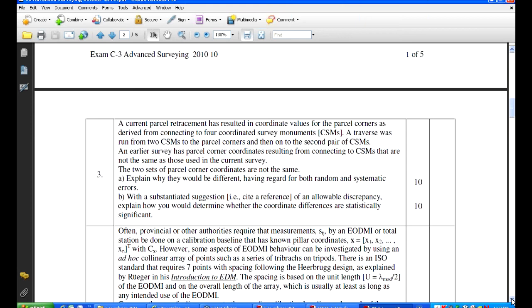Now, what I was hoping for, what was expected in that second part of the question, was for you to relate to your own experience. If you've gone in and coordinated parcel corners and made a comparison, what sort of variation is allowed, and how do you use statistical testing to decide that?